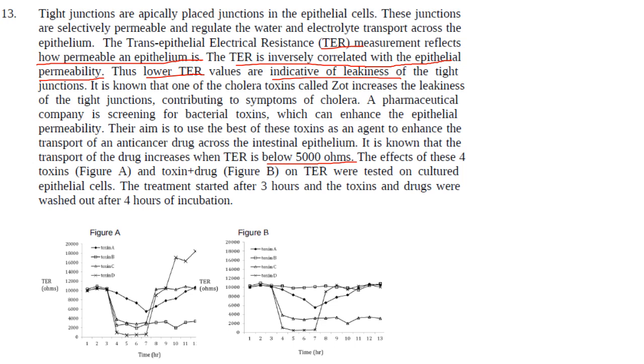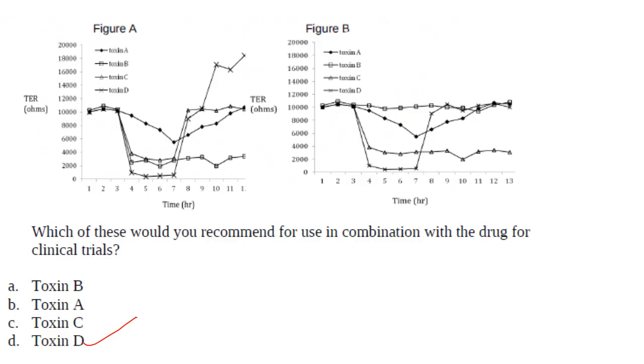The effect of these four toxins and toxin plus drug, that is figure B, on TER were tested on cultured epithelial cells. The treatment started after 3 hours and the toxins and drugs were washed out after 4 hours of incubation. Now this graph I have made clear in the next slide. So this is the graph, and what they have asked is which of these would you recommend for use in combination with drug for clinical trials.